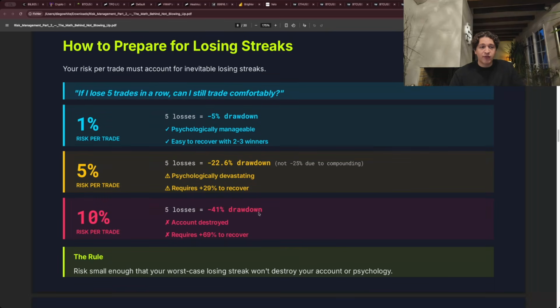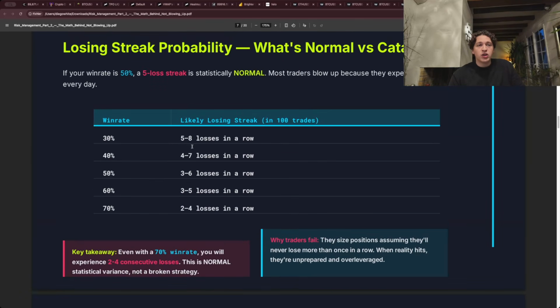10% risk per trade, 5 losses, 41% drawdown, account destroyed, requiring 69% to recover. Your account is dead, it's over. So the rule is to risk small enough that your worst case losing streak won't destroy your account or psychology, okay? So you have to look at the math.